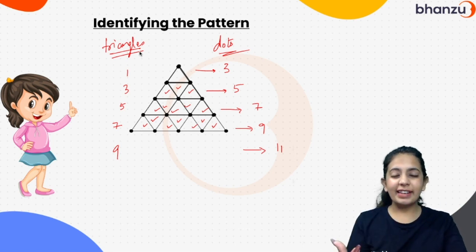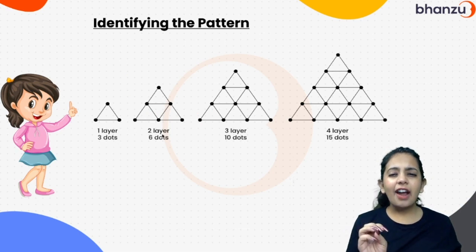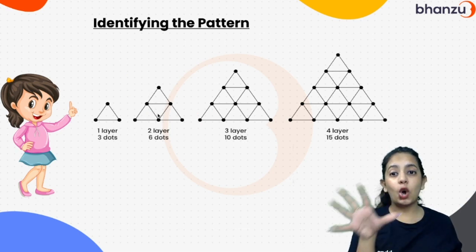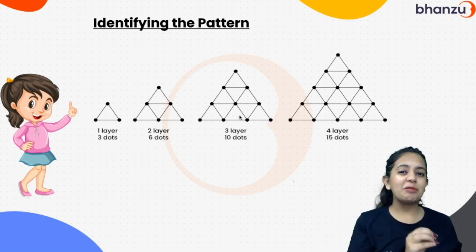Now let's see this pattern in a better way. There's just one layer of triangle, 3 dots. There are 2 layers of triangles, in total 6 dots. There are 3 layers of triangles, in total 10 dots, because every time you're increasing.